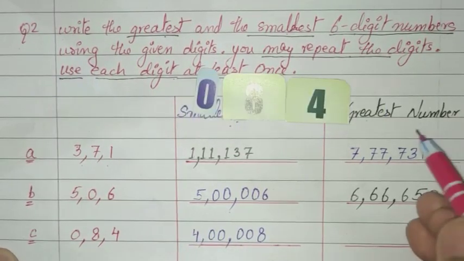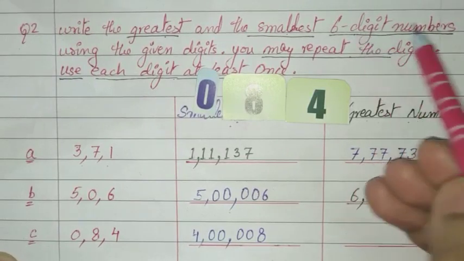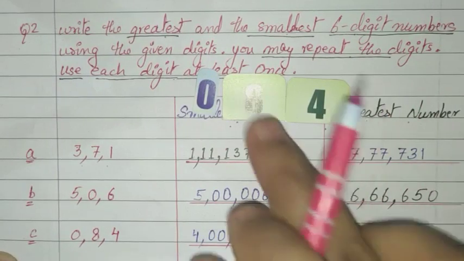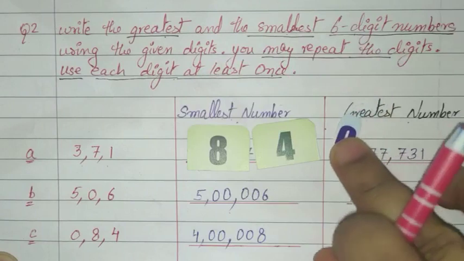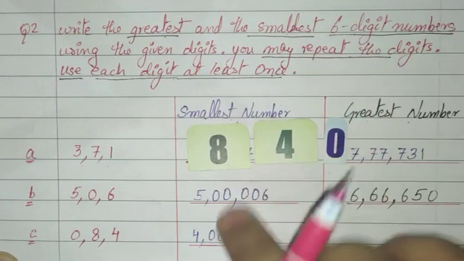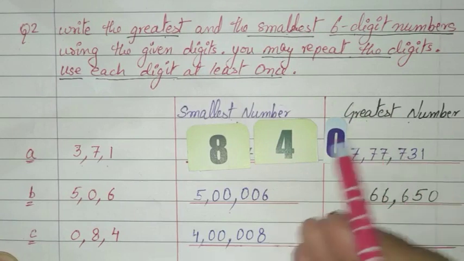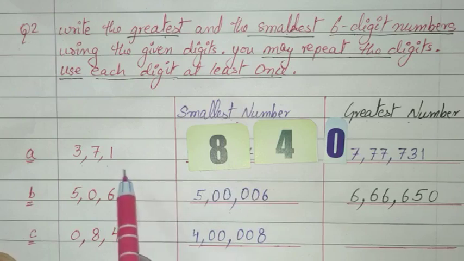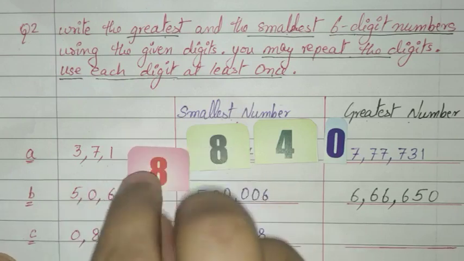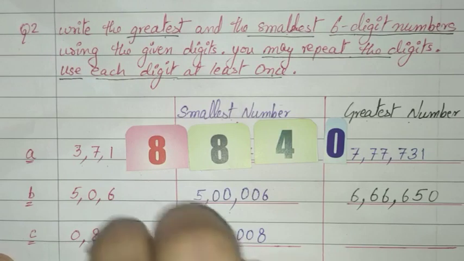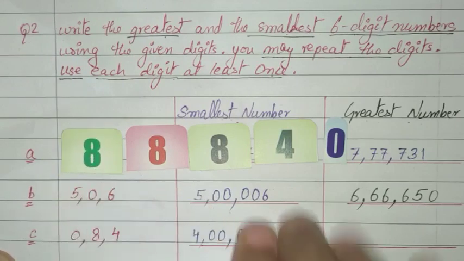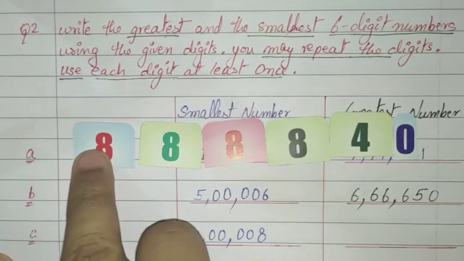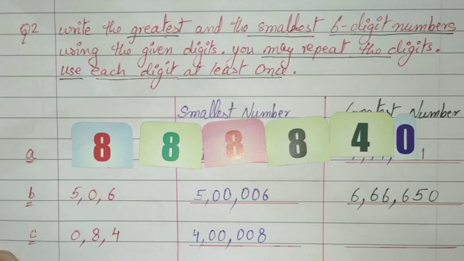Now you have to form the greatest 6-digit number from these 3 digits. Arrange them in the descending order: 8, 4, and 0. Now which number you have to repeat? You have to repeat the greatest number. These are the 3 digits. You need more 3 digits here. So let's repeat: 8, 8, and you need one more 8. So this is our greatest 6-digit number.